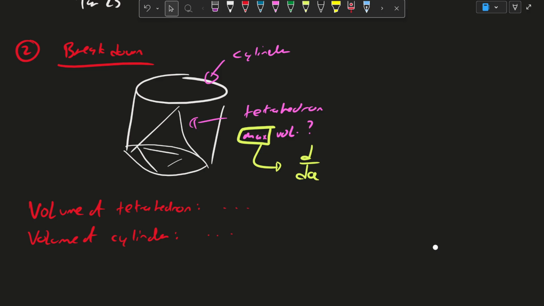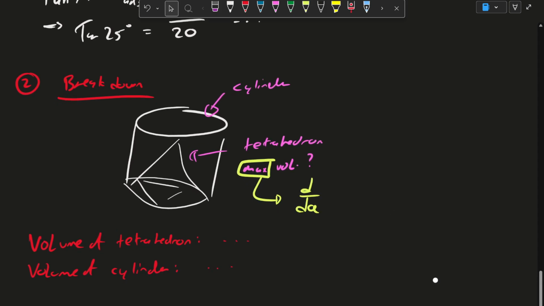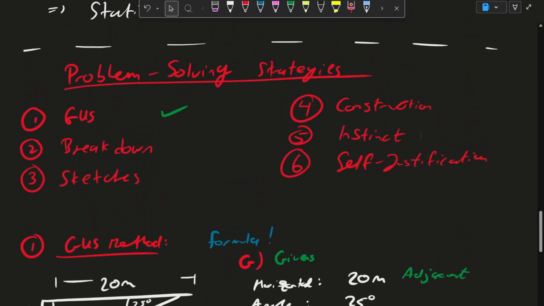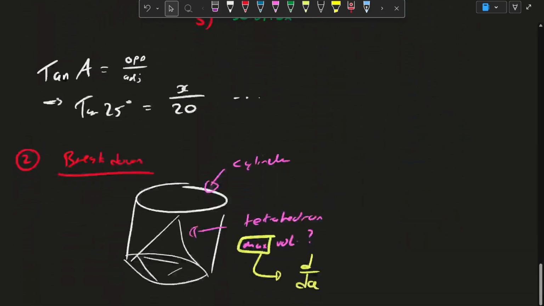So that's the breakdown method, just breaking a larger problem into smaller sub-problems. Next is one that I really strongly recommend, and that's the idea of a sketch.